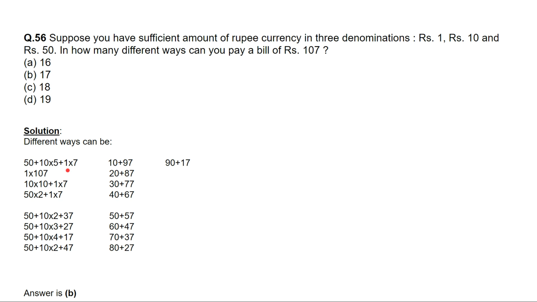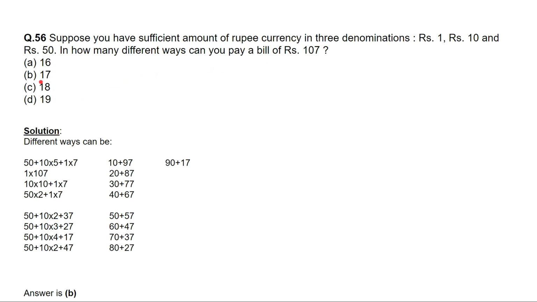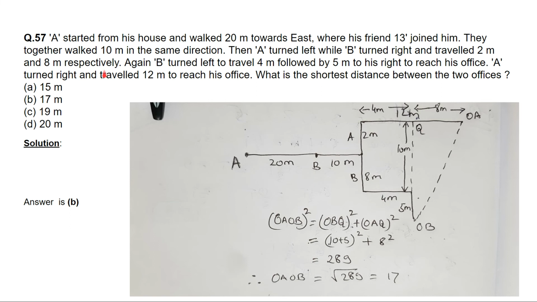I can just explain a few of the ways. Like, you have a 50 note, then 5 10 notes, and 7 1 notes. That will give you 107. Or otherwise you can use all 1 notes, that will give you 107. You use 10 10 notes and 7 1 notes, that will also give you 107. In this way we have to find all the different ways you can make 107. So the correct answer here is B.